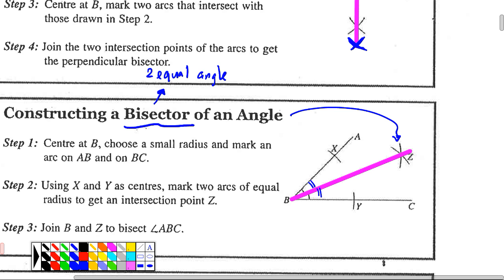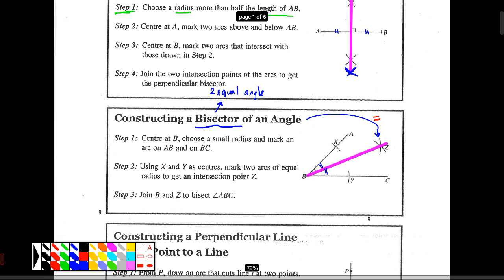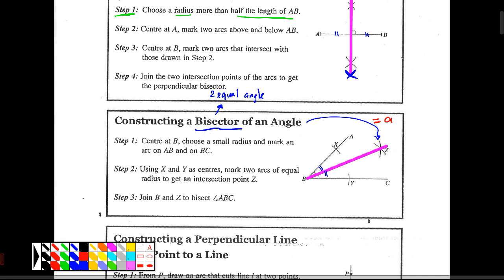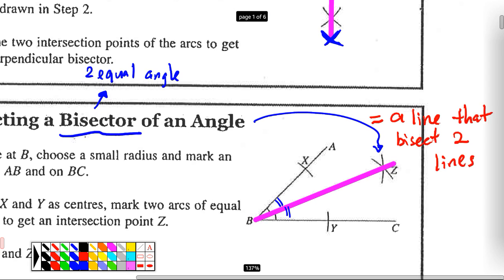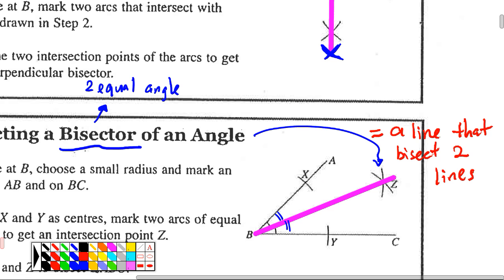Now, put in red words. There's another way of telling this. That is, draw a line that bisects two lines. Okay, I'll let you copy first. So it's a line that bisects two lines.